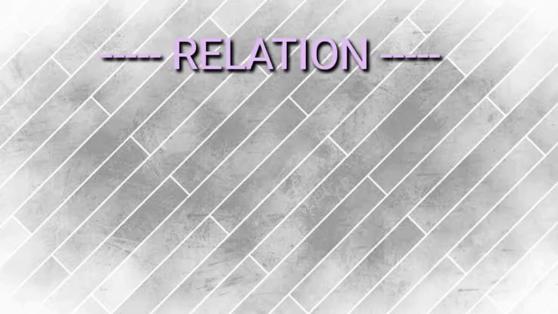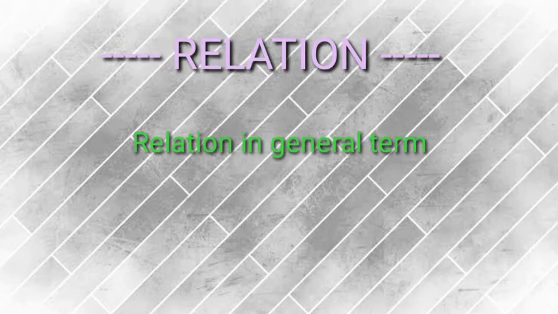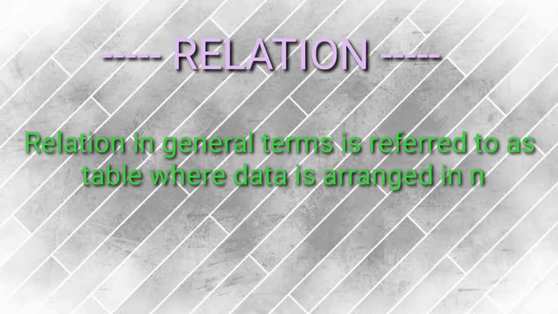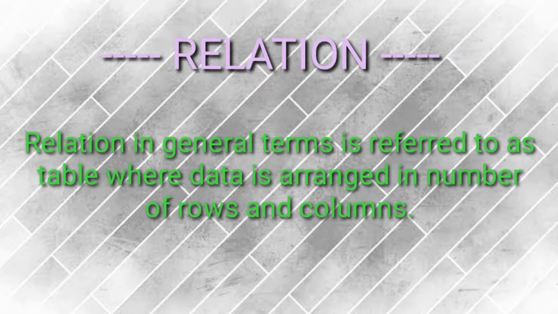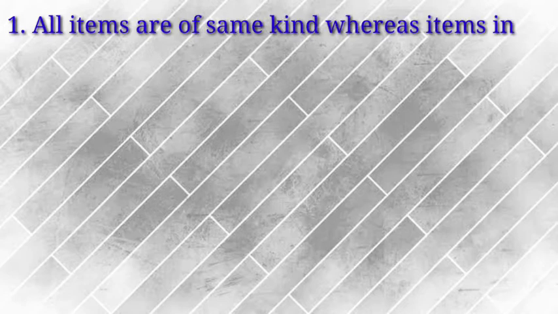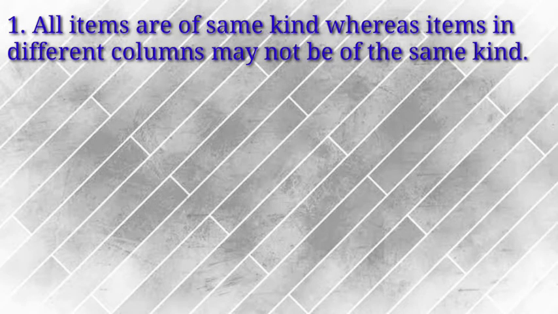The first relational model terminology is relation. Relation in general terms is called a table in MySQL, which is arranged in the form of rows and columns. It has different properties. The first property is that in any particular column of the table, all items are of the same kind, whereas items in different columns may not be of the same kind. Which means if a column is present in a different table, it may not be of the same kind.